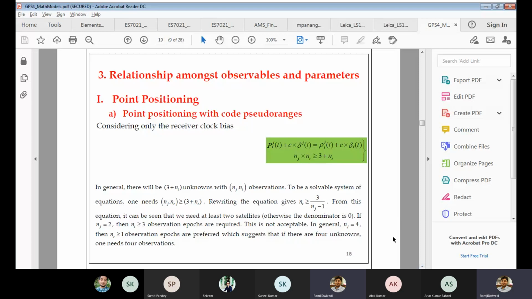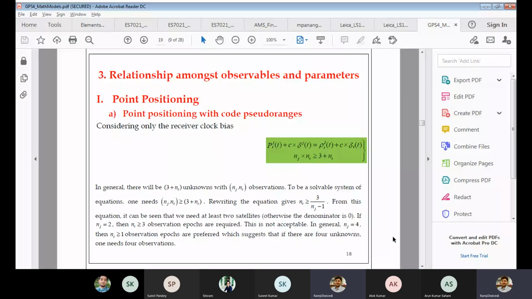So in general, there will be 3 plus Nt unknowns with Nj into Nt observations. And to get a solvable system of equations, one needs Nj into Nt to be greater than 3 plus Nt, and we can rewrite this as Nt should be greater than 3 by Nj minus 1. This is the equation coming out of our initial discussion. Once again, Nt is the number of epochs and Nj is the number of satellites.